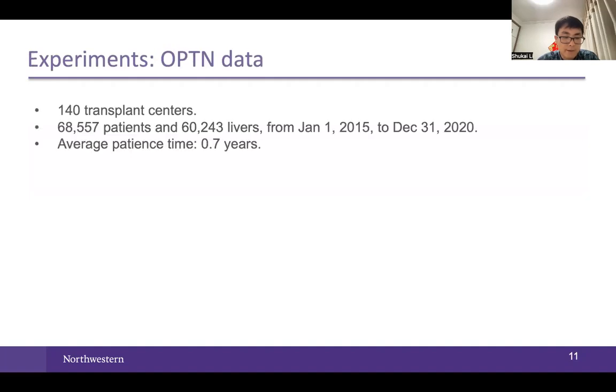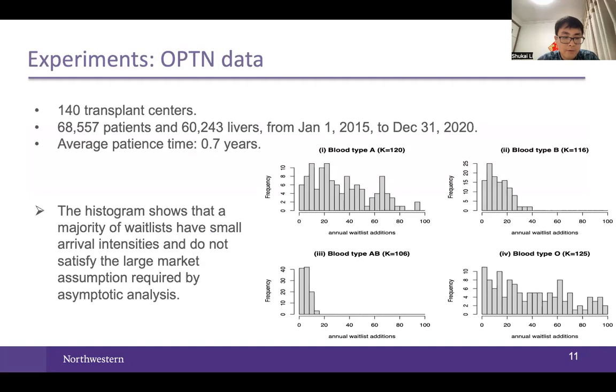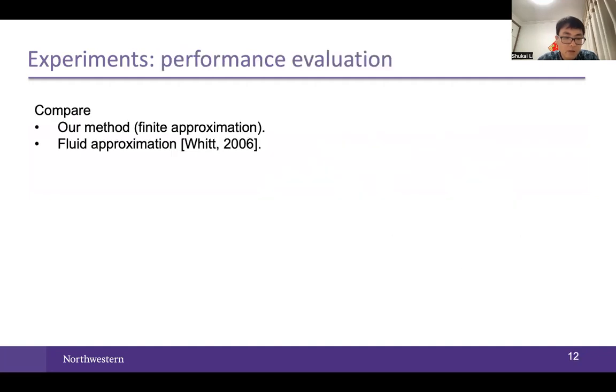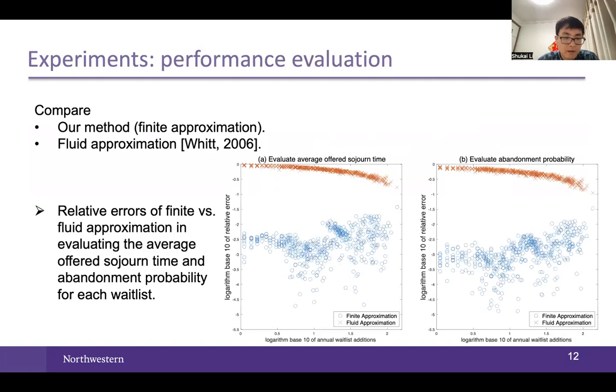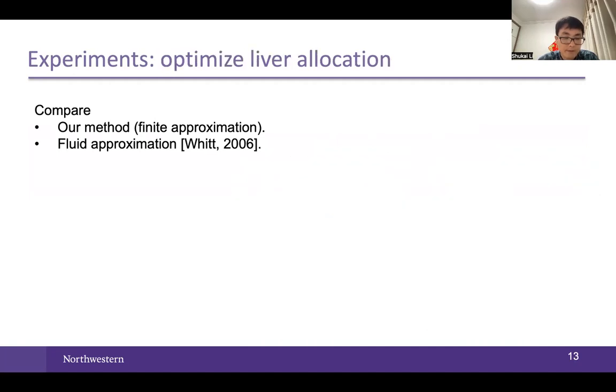We use national data. Through exploratory analysis, we found that a majority of patient wait lists have small arrival intensities and do not satisfy the large market assumption required by asymptotic analysis. Then we evaluated this transplant queue's performance. We compare our method with fluid queues. We found that our method is 100 times more accurate than the fluid approximation.